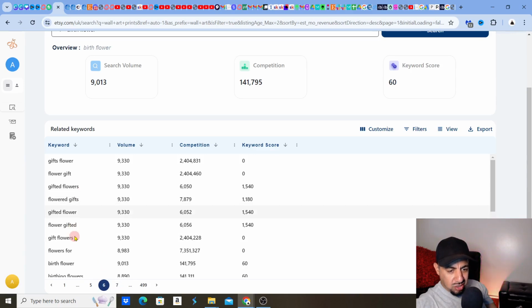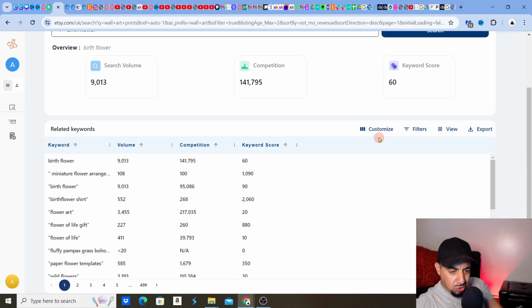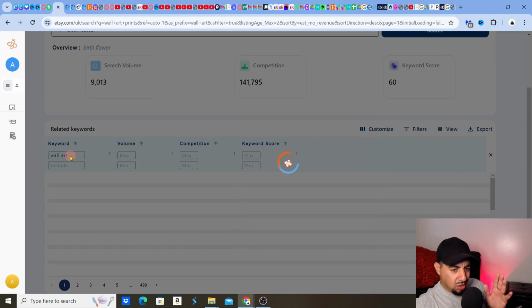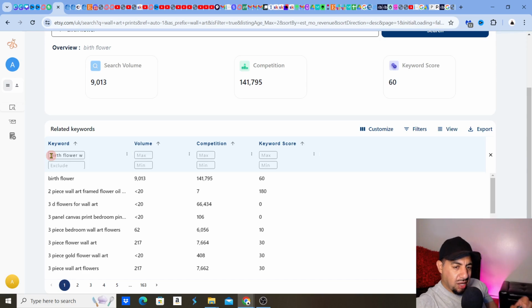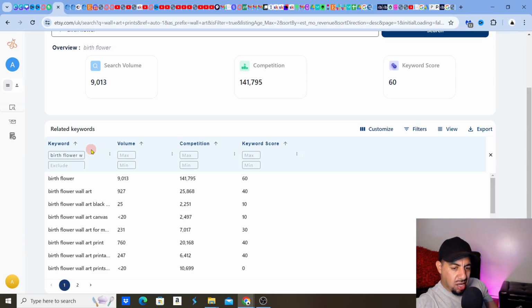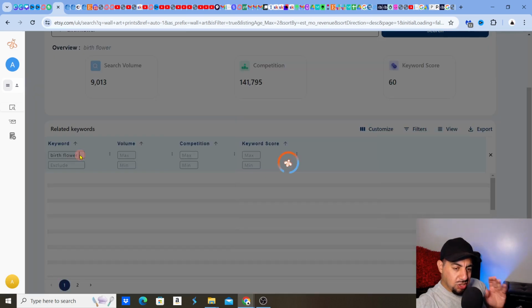Look, gifted flowers, obviously that might be a bit more generic. But if I wanted to, I can even filter a little bit more if I go to filters and I type in wall art, right? So if I want it to be more specific to wall art, and I'm looking through this kind of birth month flower potential. So I've actually just typed in birth flower wall art as a keyword within the related, just to see if there's anything else that I'm missing that it could give me. Some people get specific and they type in birth wall art, birth flower wall art, which again, you got some decent keywords.